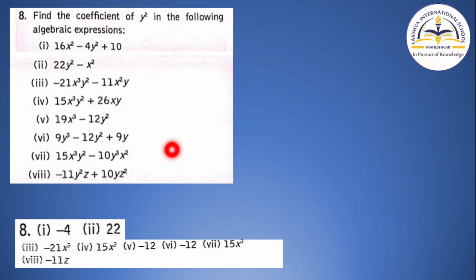Now question number 8, find the coefficient of y square in the following algebraic expressions. Now here you have to find the coefficient. So the coefficient of y square. With y square which term is there? Minus 4. So minus 4 will be the answer. Now with y square which term is there? 22. 22 will be the answer. Now with y square which term is there? Minus 21 x cube. So this is the answer. Now in the next, y square, 15 cube. Here minus 12. Here minus 12. Here 15x cube. And here minus 11z.